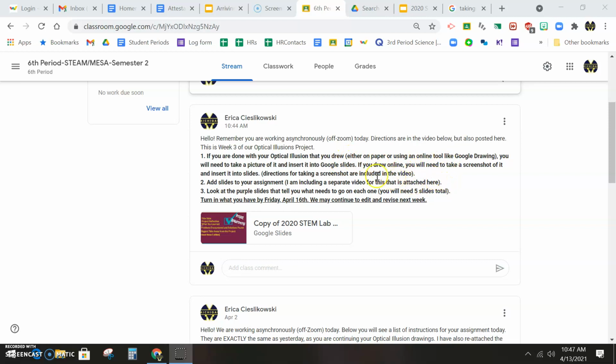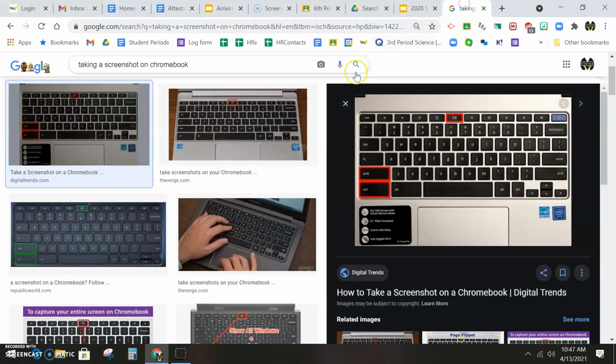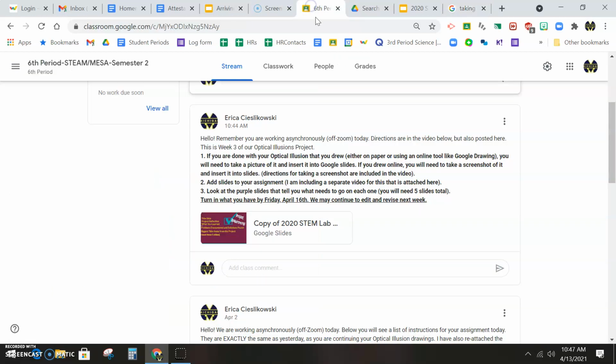Or if you did your drawing online, like using something like Google Drawing or an app of your preference, then you're going to need to take a screenshot of it. And to take a screenshot using a Chromebook, remember you're going to hold down the rectangle with the 2 lines and the shift and the control keys. So these keys that are outlined in red are what you need to press to take a screenshot with a Chromebook.